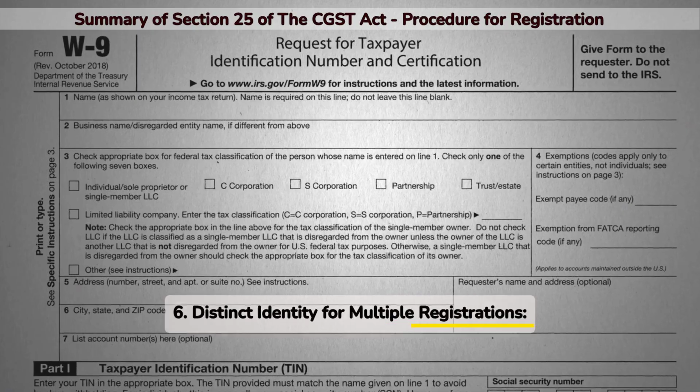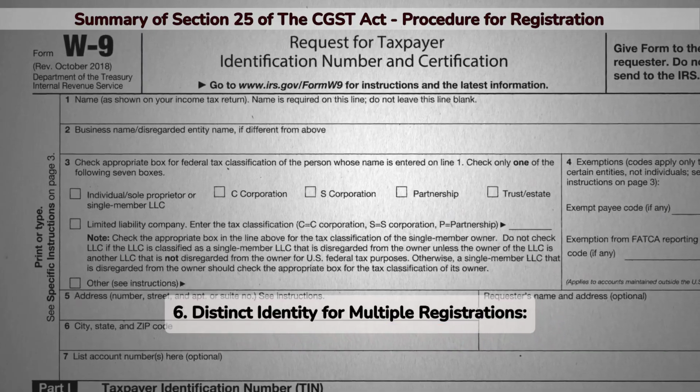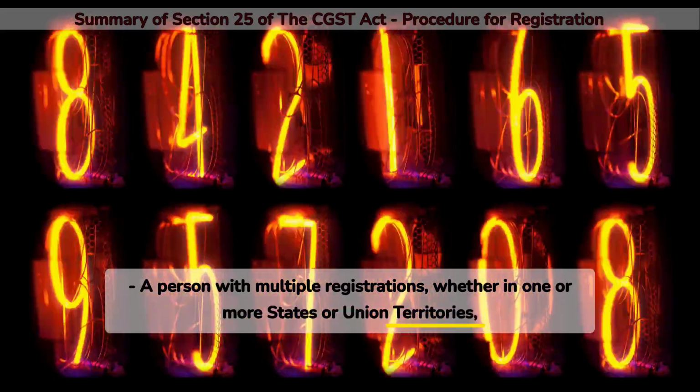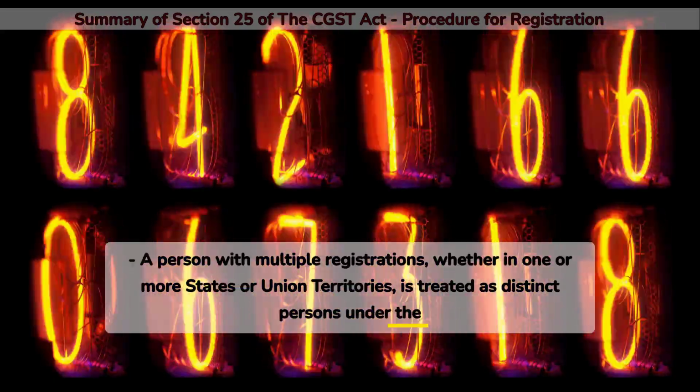6. Distinct identity for multiple registrations. A person with multiple registrations, whether in one or more states or union territories, is treated as distinct persons under the CGST Act.